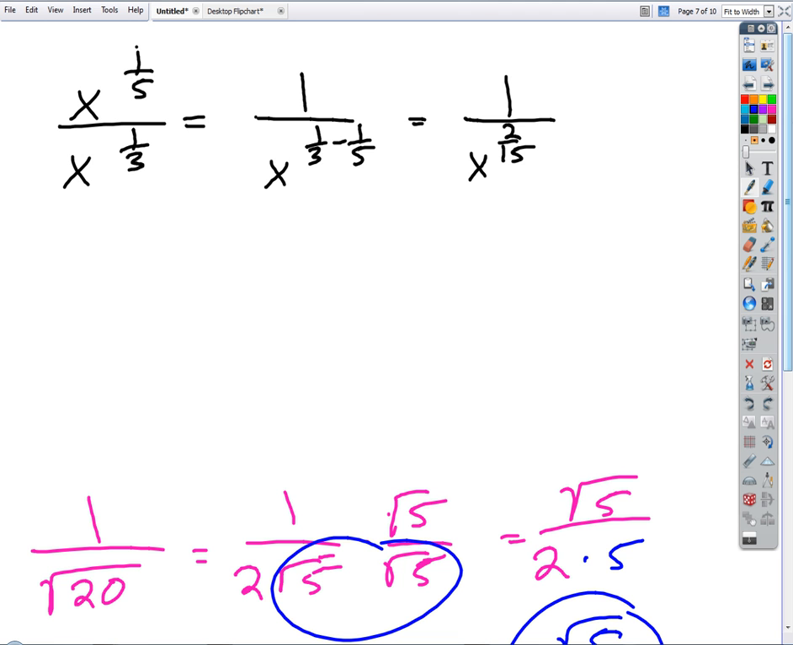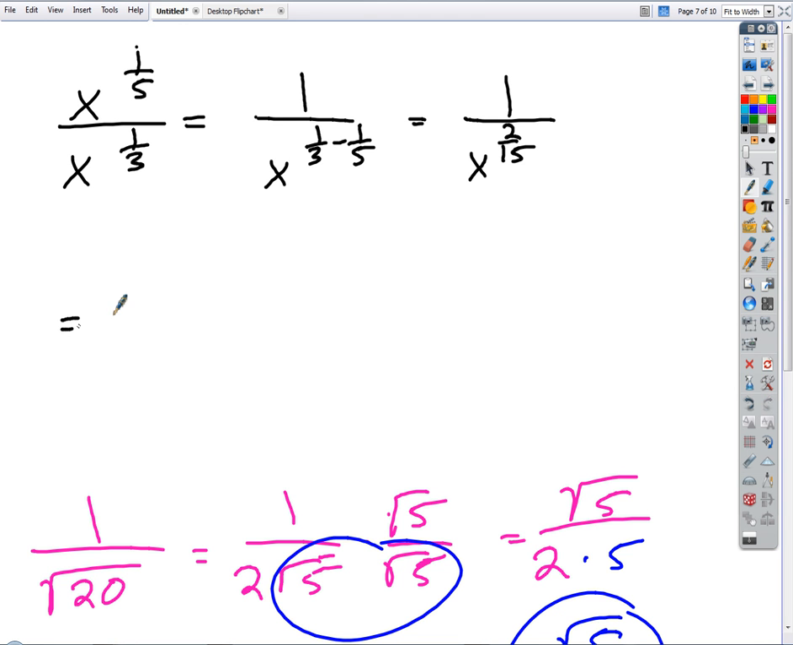Well, we have the same problem there. Do you see that? Why do we have the same problem there? Because the 15 in the bottom of an exponent means radical. That's a 15th root, just like this was a square root or a second root. So we have to do the same process. We can't have a fractional exponent in the bottom of a fraction because that means a radical. Okay?